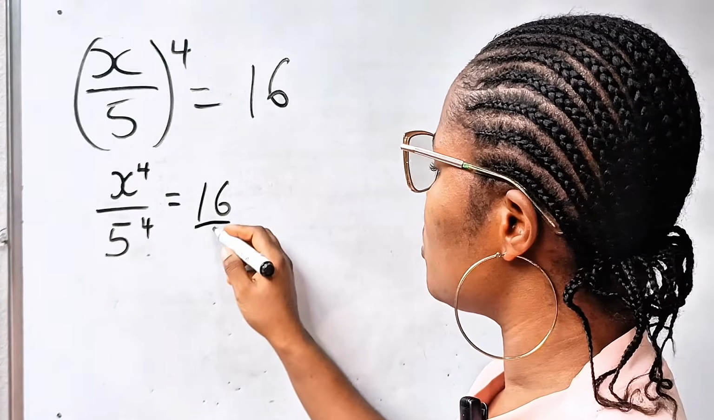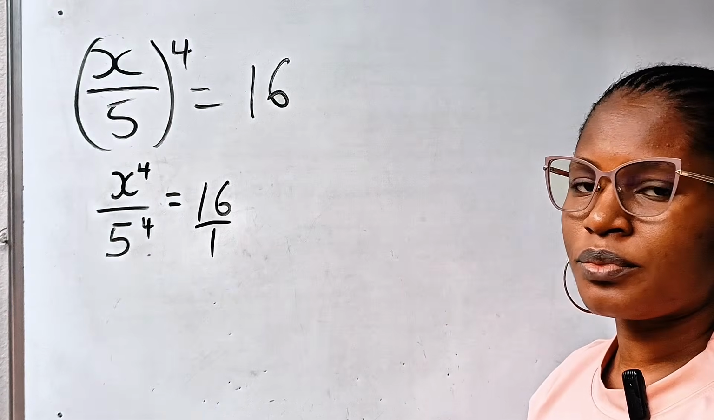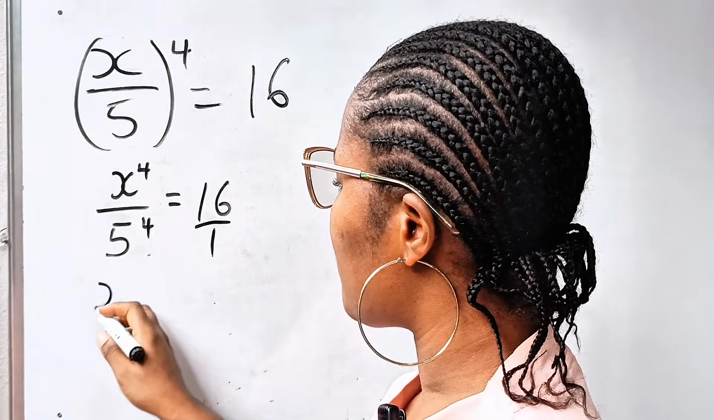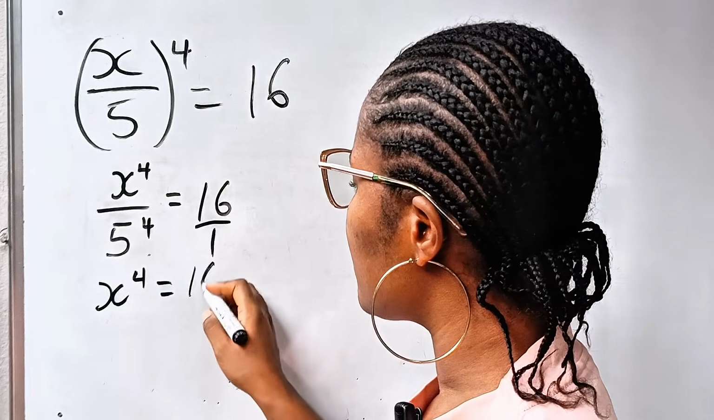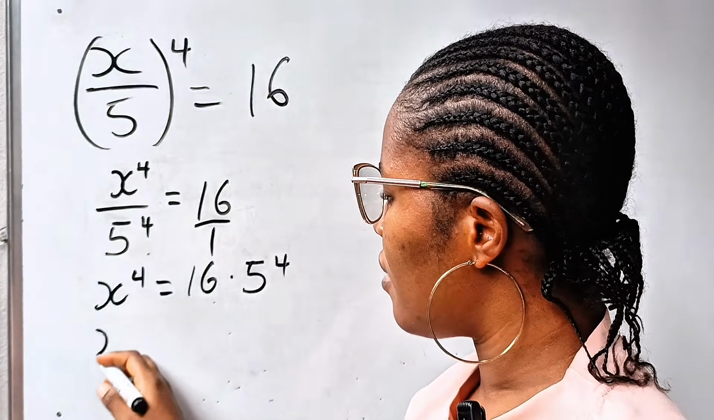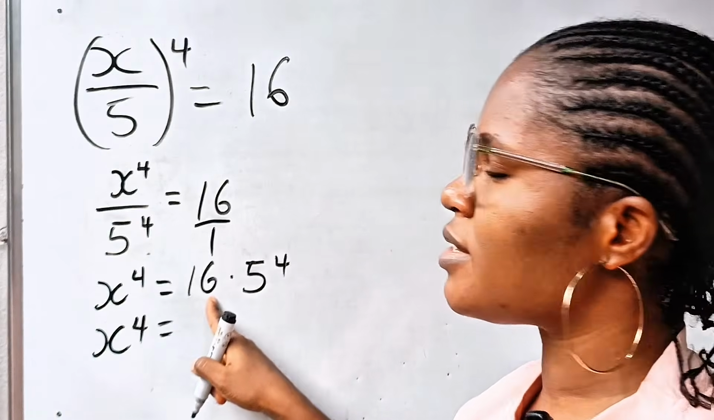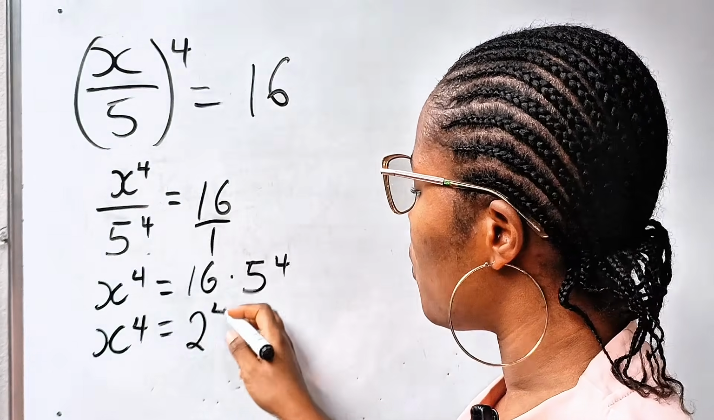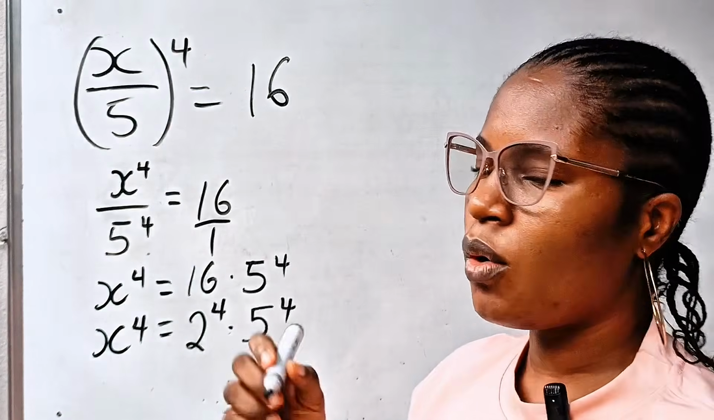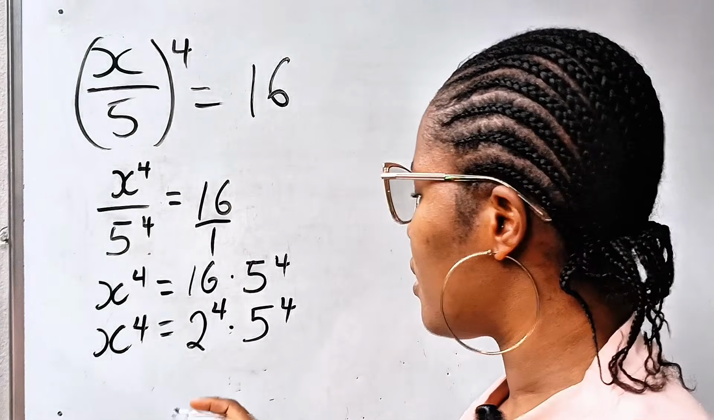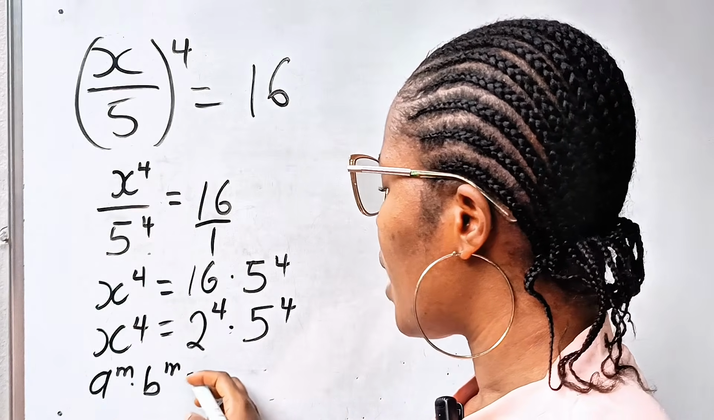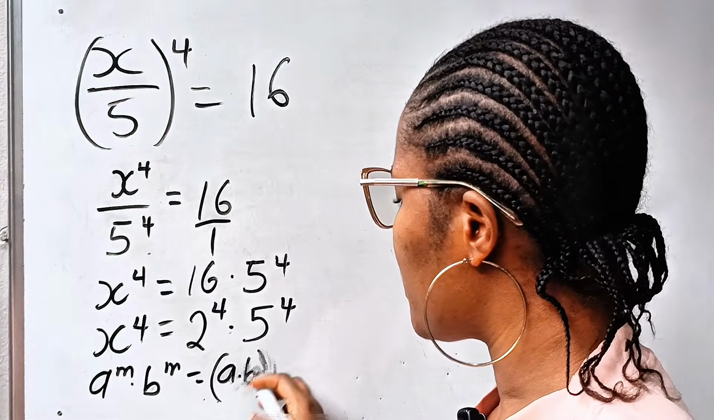Then let's call this 16 divided by 1. Now let's cross multiply. If we cross multiply, then we are going to have x^4 is equal to 16 multiplied by 5^4. Then I have x^4 is equal to, now 16 is 2^4, so we have 2^4 multiplied by 5^4. Now I want you to recall again that a^m multiplied by b^m is the same thing as (a times b)^m.